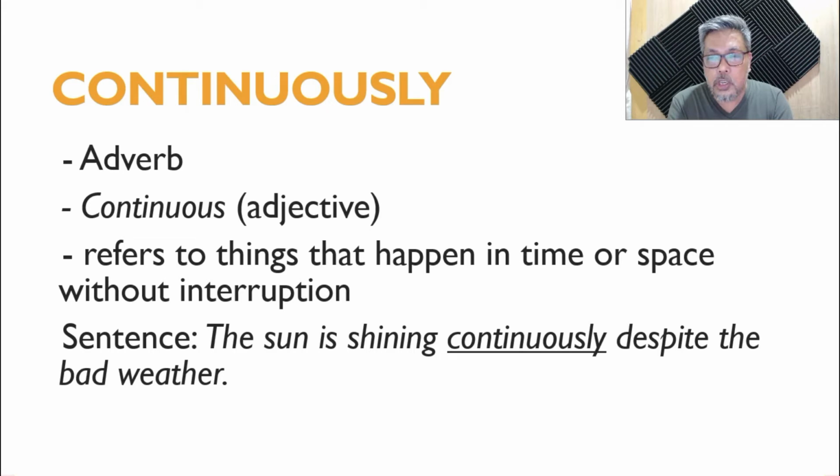Okay, let's have an example. The sun is shining continuously despite the bad weather. So imagine a day and you have dark clouds and maybe sometimes it's raining a bit, but the sun was still shining the whole time. So here you can use the word continuously because even though it was dark and maybe it was raining every now and then, the sun was still shining.